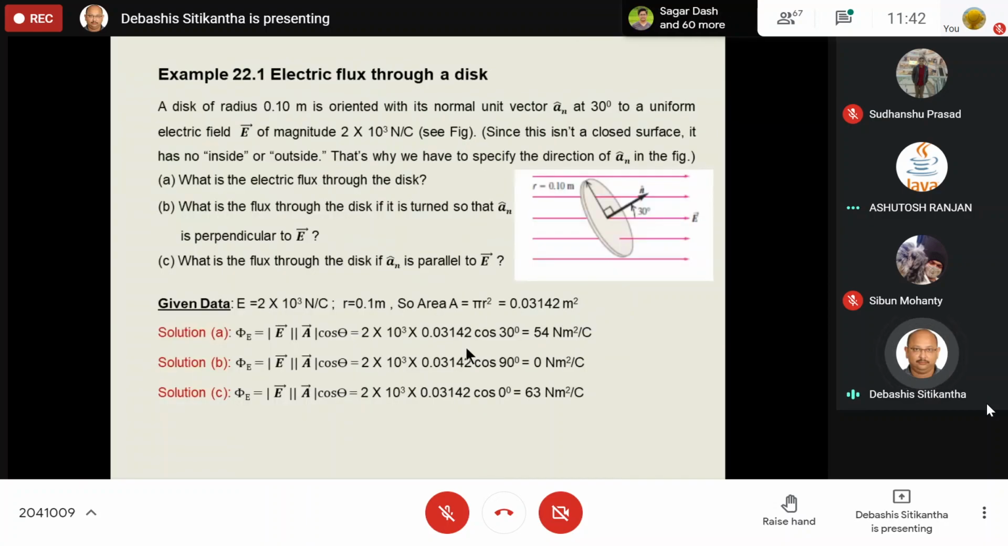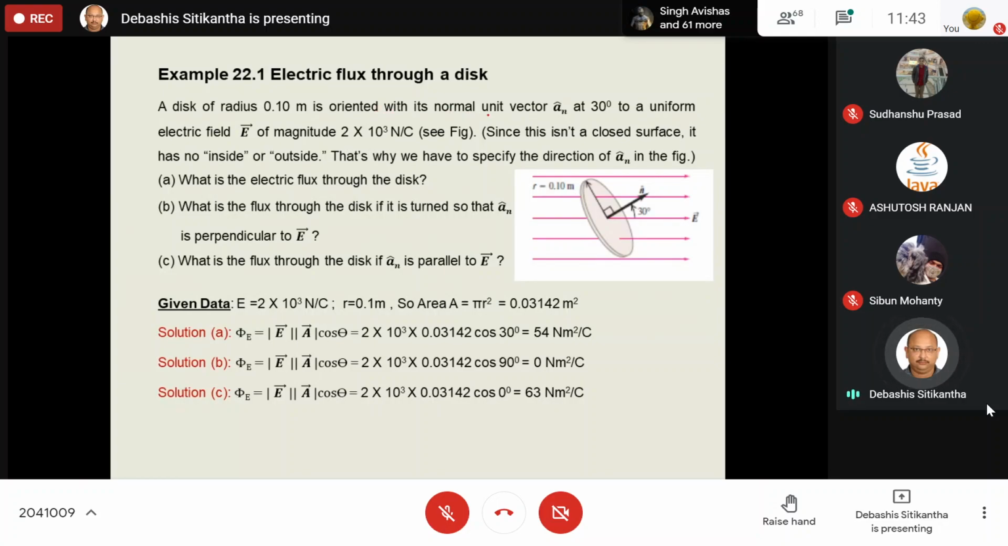Now let us move on to the problems. These are your example problems. These are given in the book, but still we are instructed to solve the problems before you, so we are going to do it now. This is the first example. This is a very simple problem: put the formula, get the answer type. Now just have a look at the problem. A disk of radius 0.1 meter. So here is the disk. This disk is having a radius of 0.1 meter.